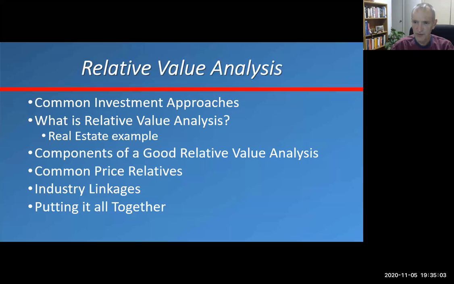I think I'm remembering most of them. And so which price relatives should you use for your particular company? When I build a file, I'm probably going to load all of the price relatives and let the regression analysis actually pick which one's the best one. But there are certain ones you would expect to be tied to your company.